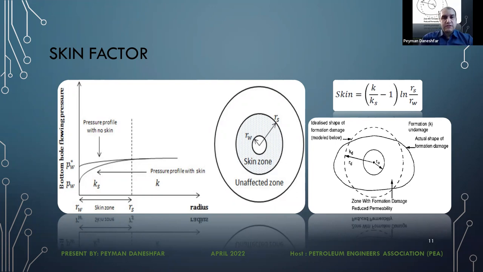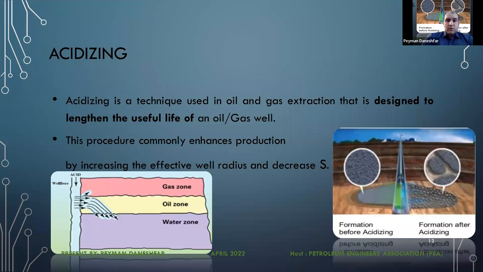As you can see here, you can see the graphs and the skin zone, unaffected zone. And you can see how much it can affect our production rates. Let us start the main part of our webinar.